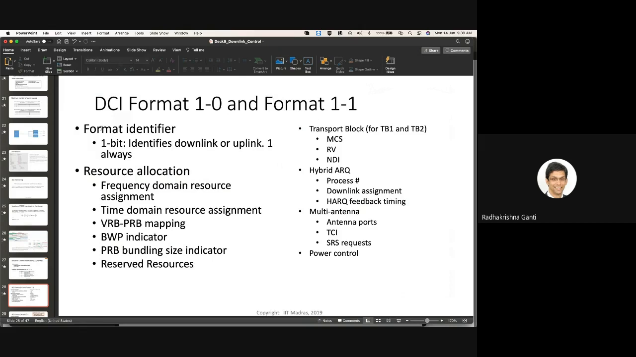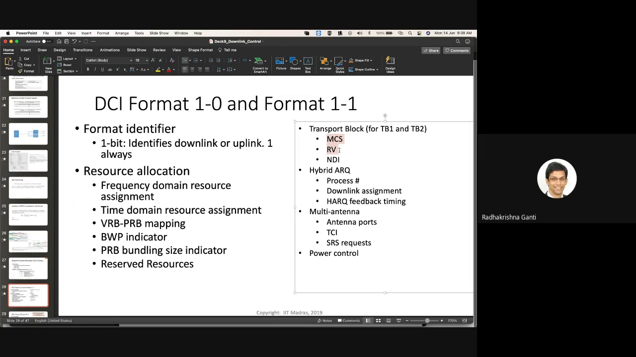Of course, there's one bit called the format identifier, which tells you whether it's a 1_0 format or a 1_1 format. For resource allocation, it does the frequency domain resource allocation and the time domain resource allocation. We haven't done resource allocation and resource assignments yet. It also has the interleaving and non-interleaving mode, which is called the VRB to PRB mapping. It will tell you for each transport block, and for format 1_0 there's always only one transport block, what the MCS is, what the RV is, the redundancy version.